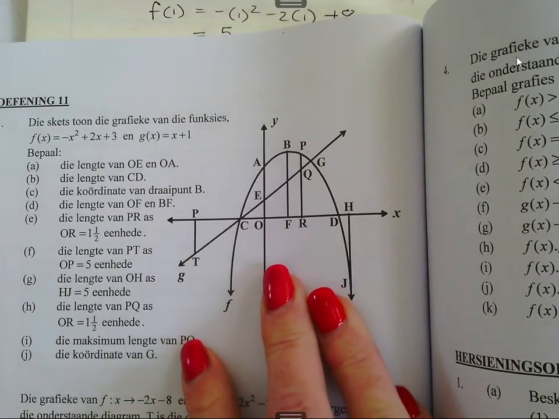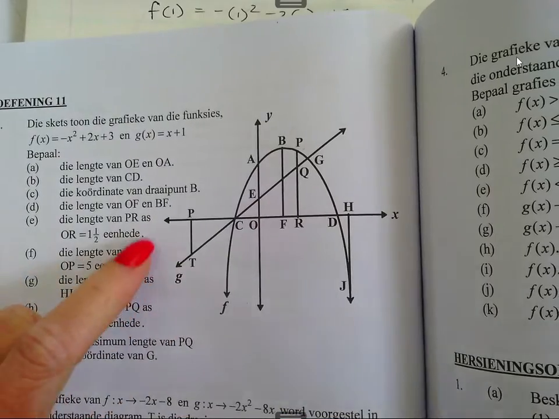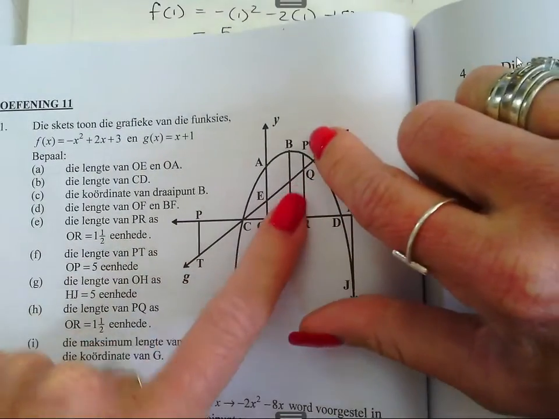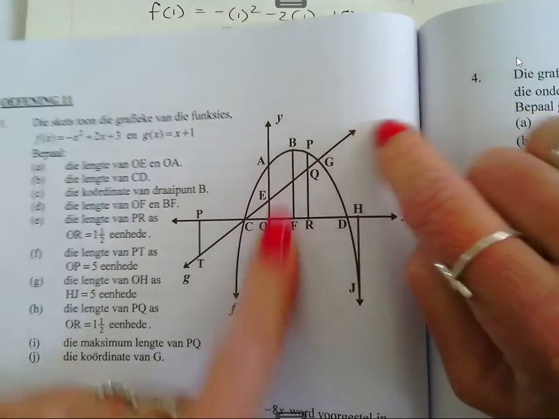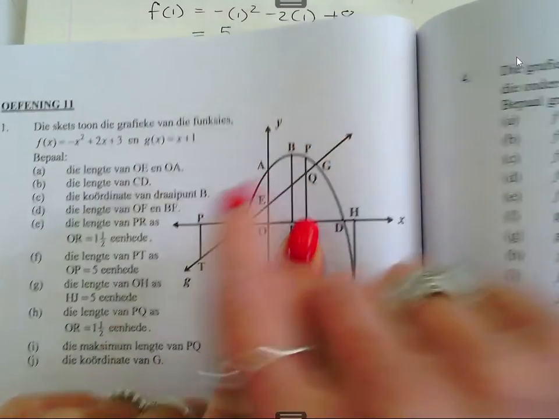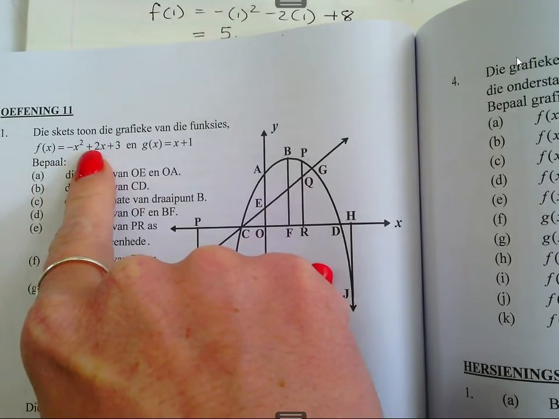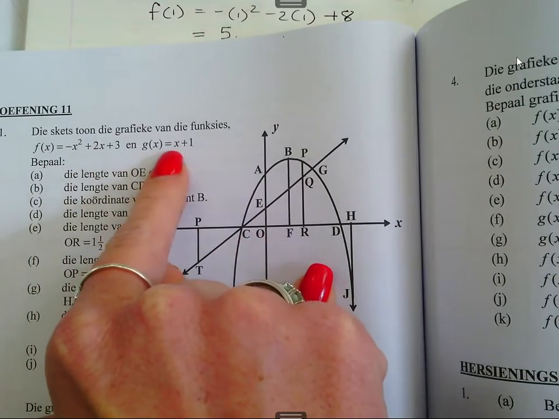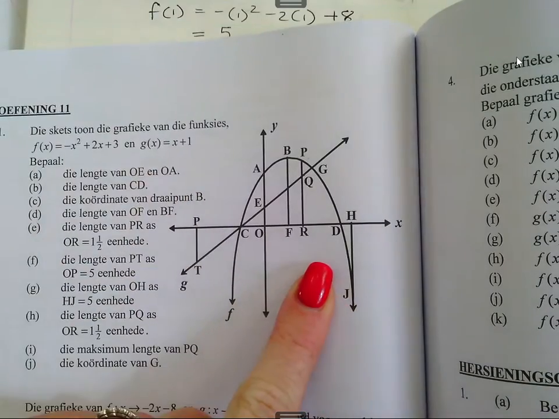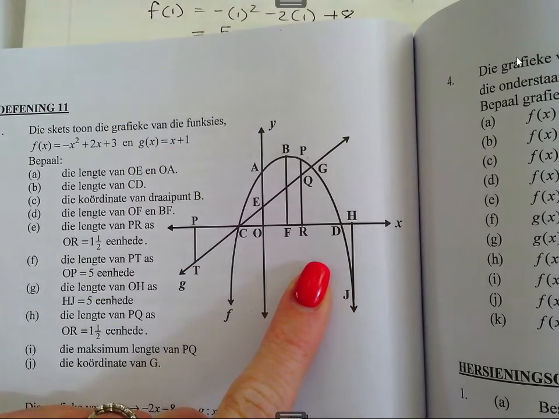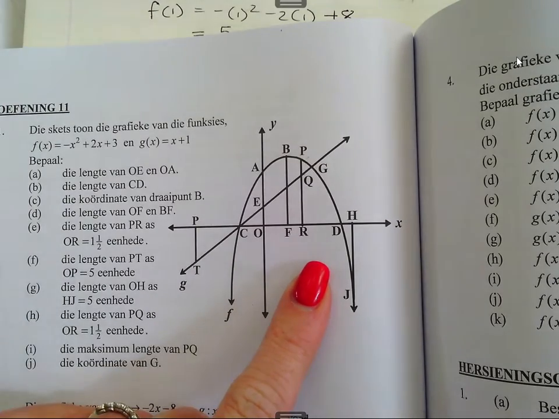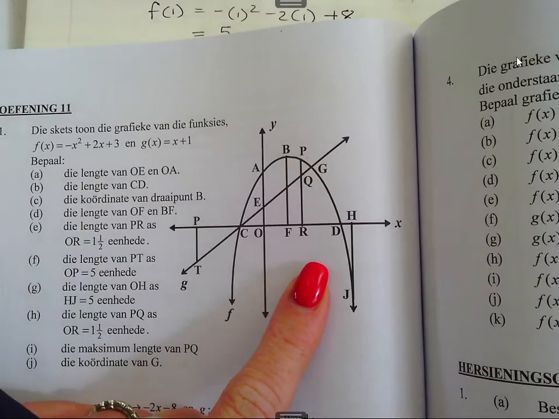So for instance, they can ask you the maximum length, they do ask it here, of PQ. So you would take the equation of the parabola minus the equation of the straight line, simplify it, then it will be a quadratic trinomial, then you just calculate the turning point. Because the turning point's y value is the maximum length. Does that make sense? Okay.